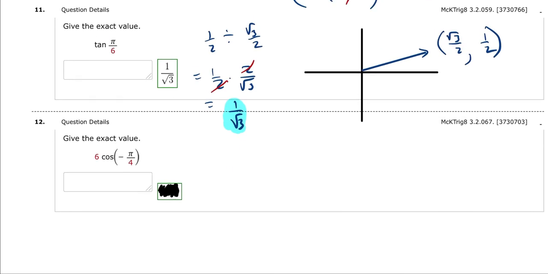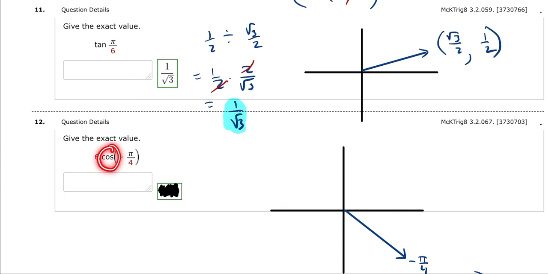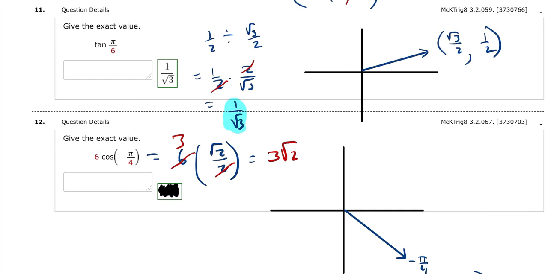All right, this one's going to be very similar. I'm going to start off by drawing the angle in standard position. Negative pi over 4 is negative 45 degrees, which would be right in the middle of those two angles in quadrant 4. And that coordinate would be radical 2 over 2 comma negative radical 2 over 2. That's the fourth quadrant. And since we're looking for cosine, that's the x coordinate, which is radical 2 over 2. So this is going to be 6 times radical 2 over 2, which is going to become 3 radical 2. Is our final answer.